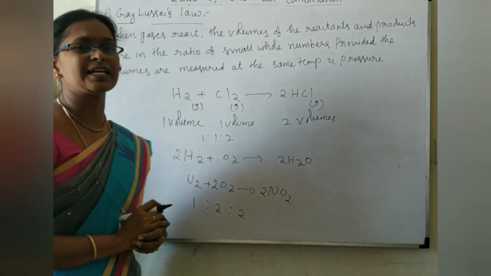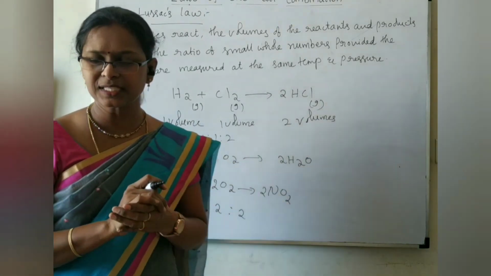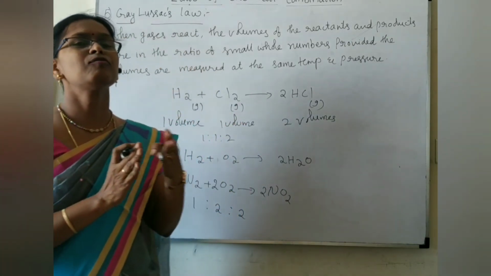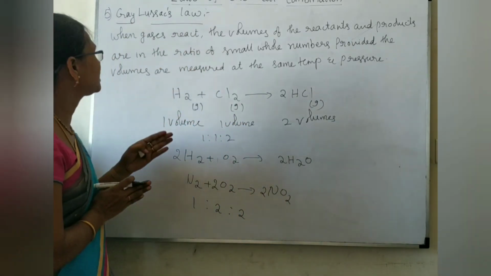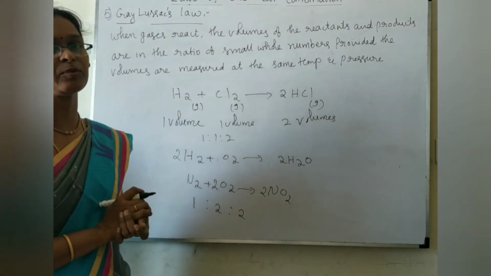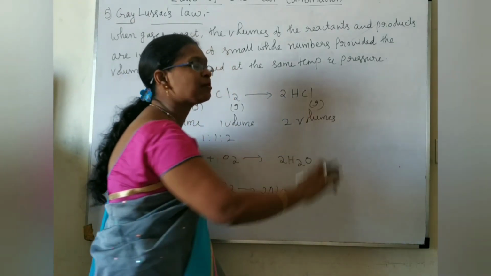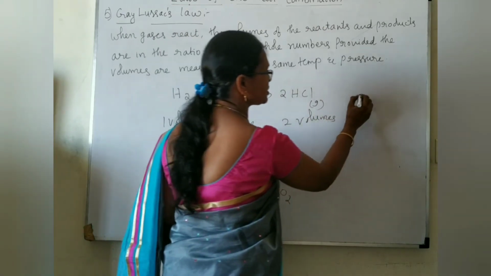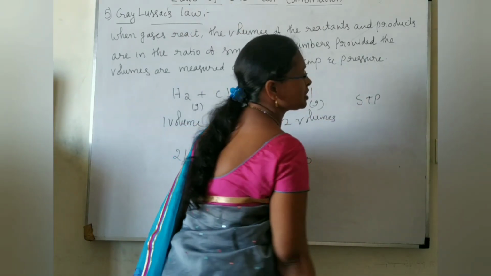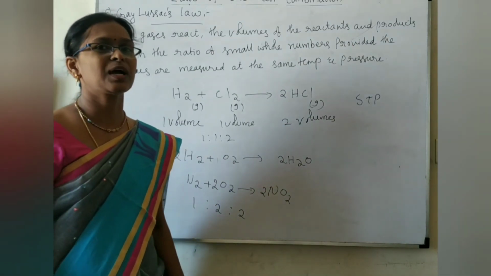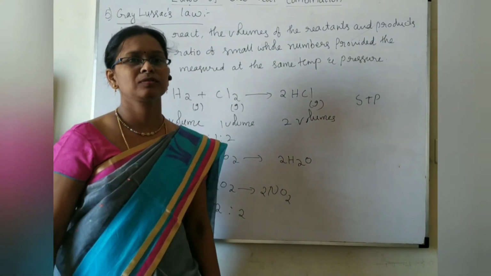So when any gases react, the combining volumes will form a simple numerical ratio. This is Gay-Lussac's law, and he stated it at the same temperature and pressure, at STP conditions, standard temperature and pressure. He explained Gay-Lussac's law of combining volumes. Thank you.